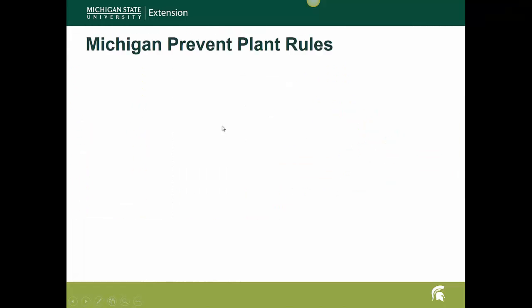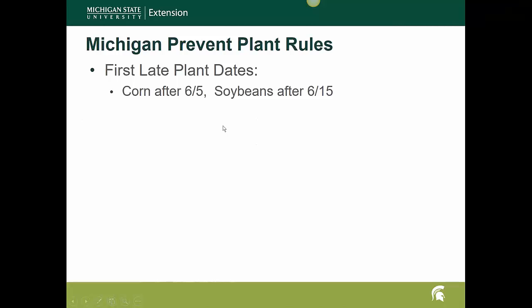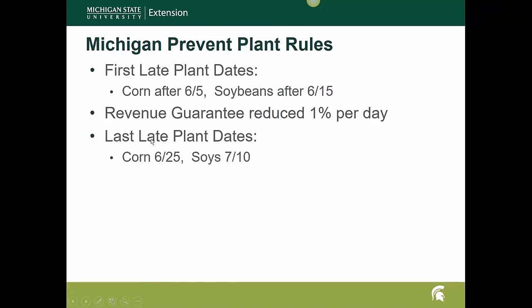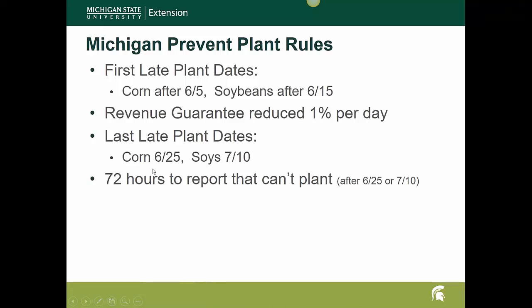Now let's talk about some prevent plant rules. The first late plant date is after June 5th on corn, after June 15th on soybeans. The revenue guarantee is reduced 1% per day. It's not your yield directly, it's the revenue guarantee that is reduced 1% per day. The last late plant dates for corn are 6/25, and for soys is July 10th. And so this reduction is 20% from the 5th of June to the 25th of June on corn, and from the 15th of June to the 10th of July, or 25 days on soys, that we can have this 1% reduction per day.